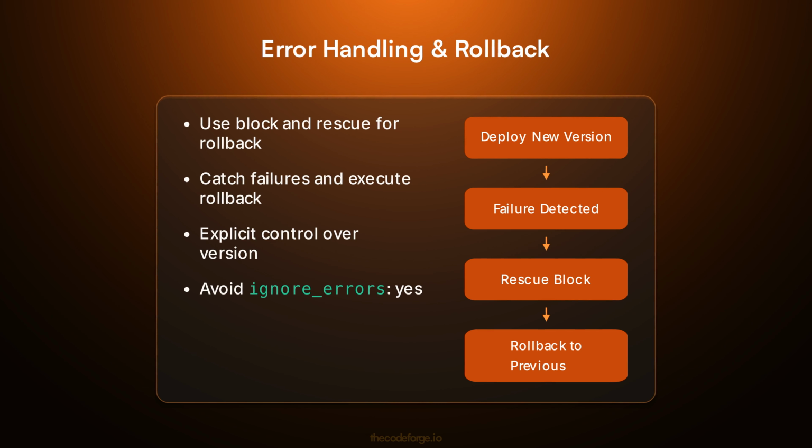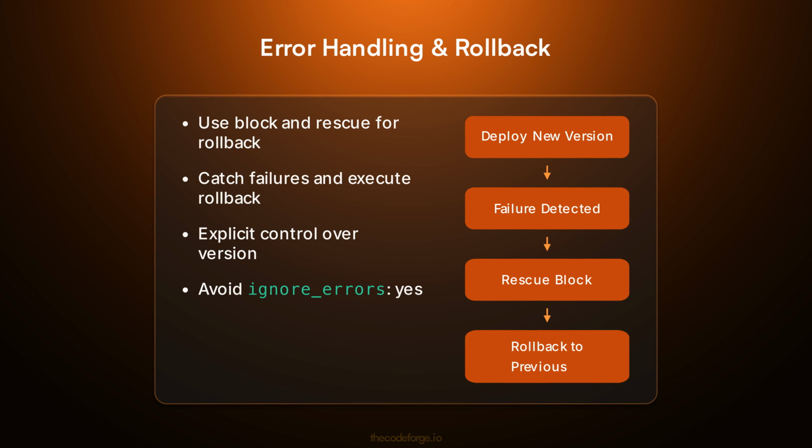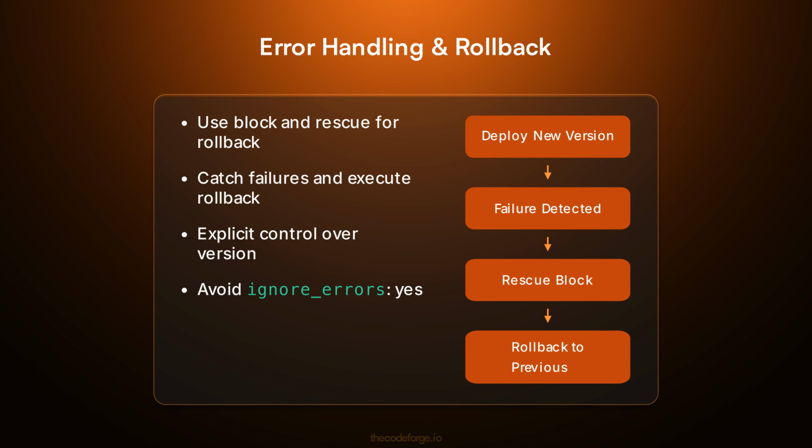When a deployment fails, you need to roll back fast. Ansible's block and rescue let you catch failures and execute rollback tasks. This gives you explicit control over which version to roll back to, unlike Kubernetes' default rollback.